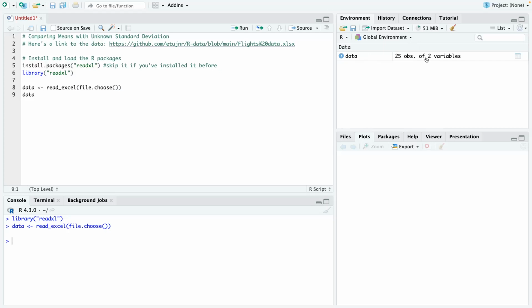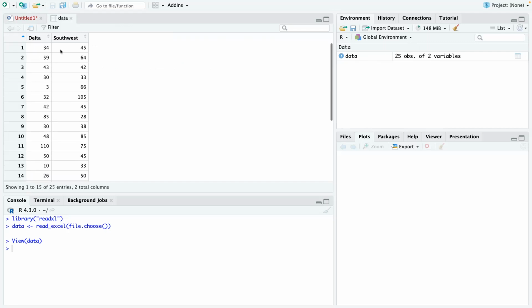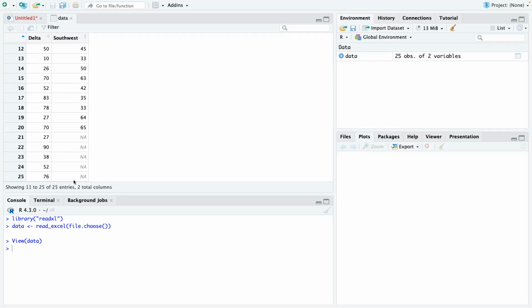So if I click on it on my global environment, this is what I see, right? So I can see my Delta Airlines here on the first column, and I can see my Southwest. And just like the previous video, which we did on comparing means with known standard deviation, this one also has 5 rows that do not have any information, right? So we'd also have to clean this data and basically delete all of these NAs because we do not need them.